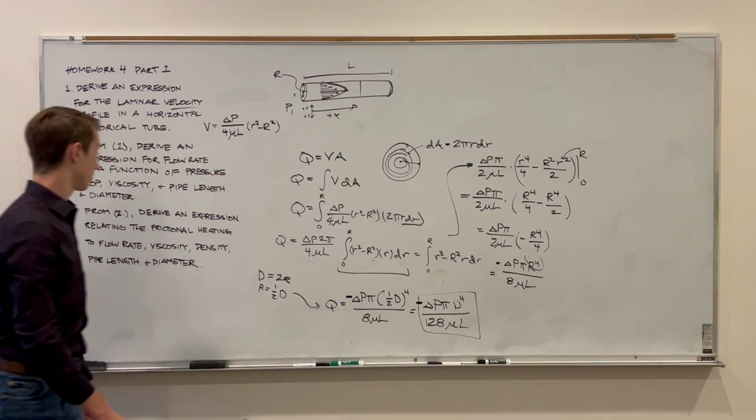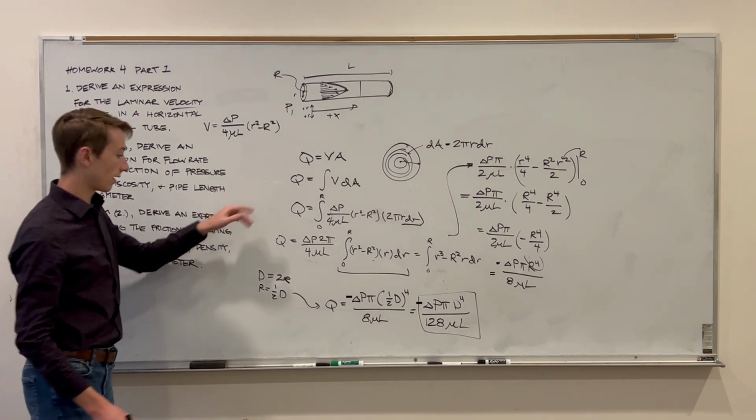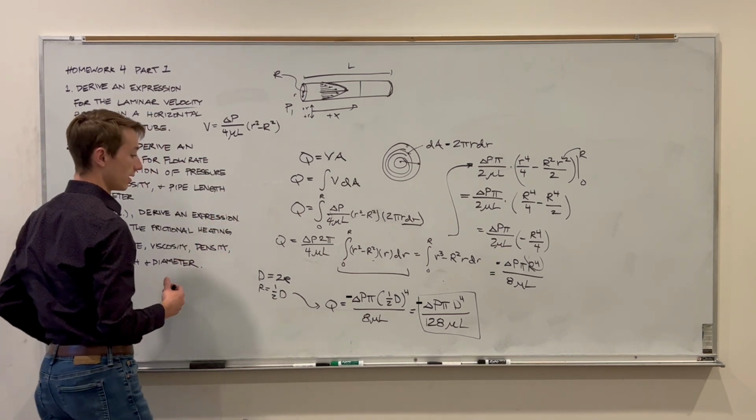That is an expression for Q, or flow rate, as a function of pressure drop, viscosity, pipe length, and diameter. We'll keep that one down here, and then I'll erase the board and we'll start working on number 3.